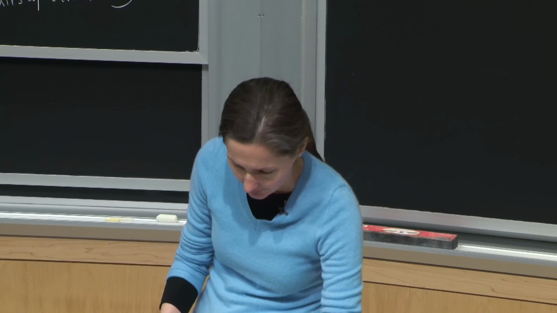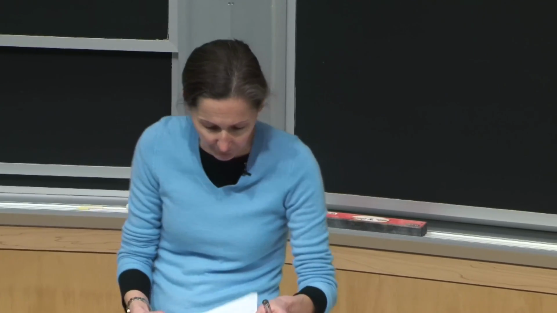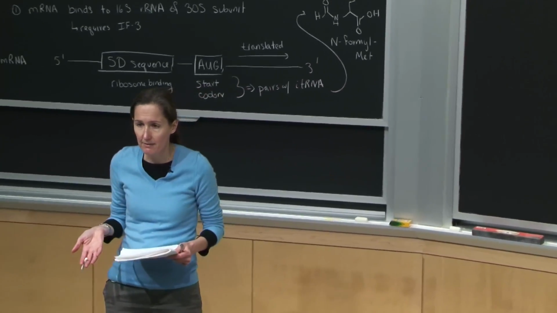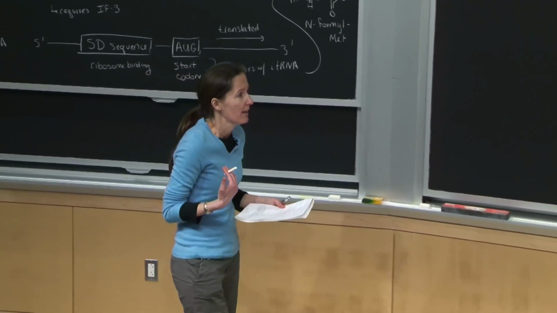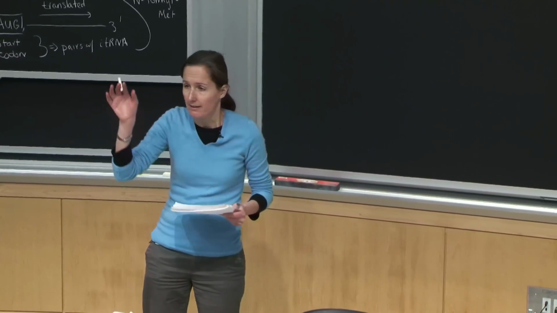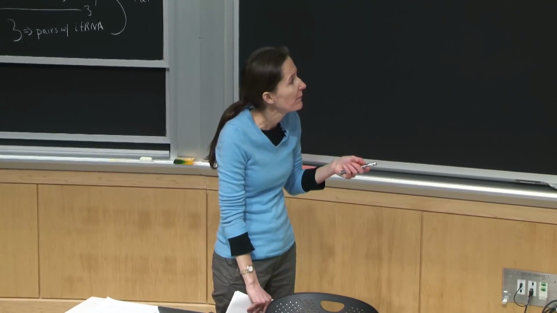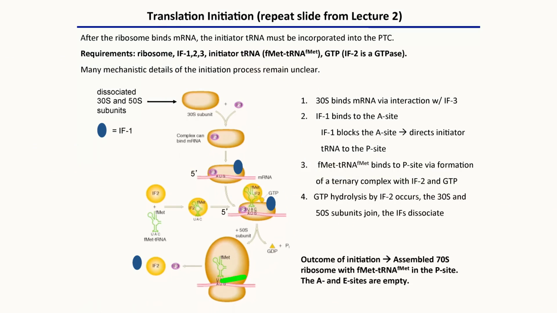What happens after that? So after that, it's necessary to assemble the 70S ribosome, have the initiator tRNA in the P site, and have this all ready to go for translation. And here's just one cartoon overview that we'll use as a description of this process. So what do we see? We've talked about the steps so far. We see there's a role for initiation factor 1.